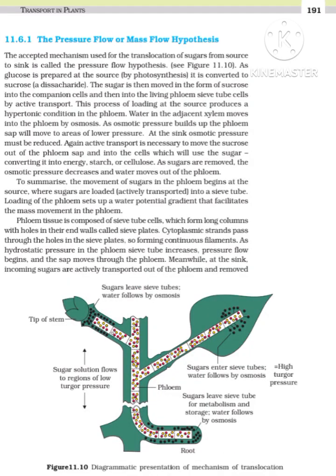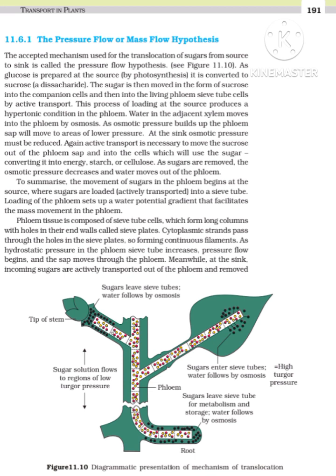1.6.1 The pressure flow or mass flow hypothesis. The accepted mechanism used for the translocation of sugars from source to sink is called the pressure flow hypothesis. See figure 11.10. As glucose is prepared at the source, by photosynthesis, it is converted to sucrose, a disaccharide. The sugar is then moved in the form of sucrose into the companion cells and then into the living phloem sieve tube cells by active transport.